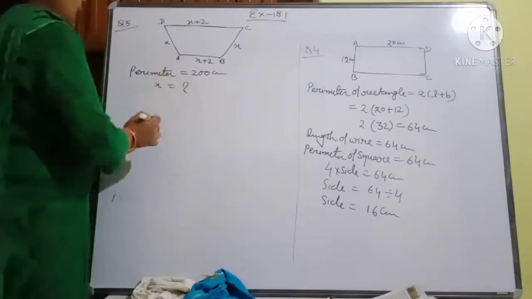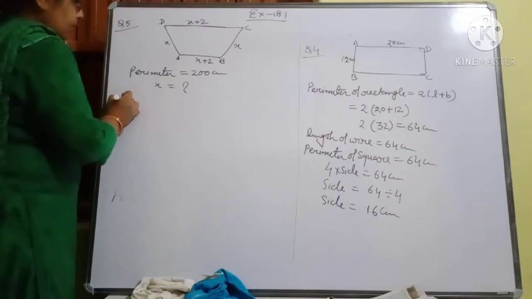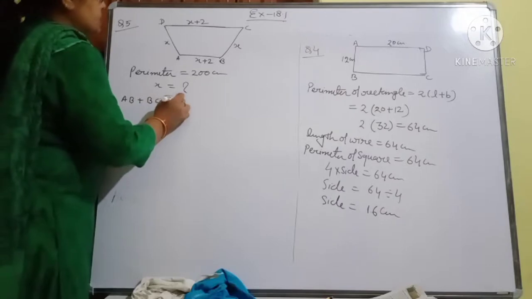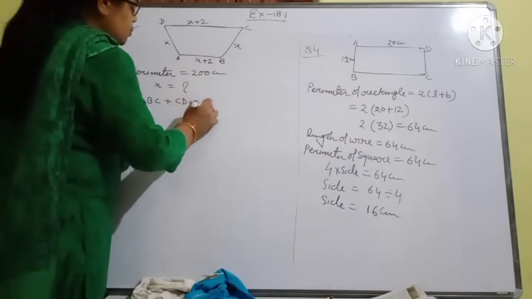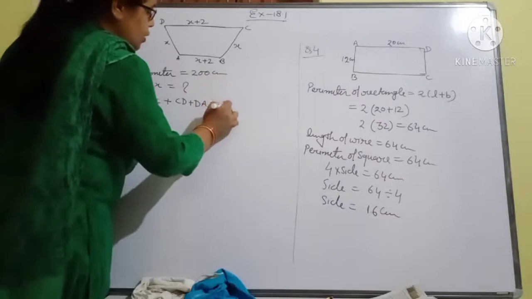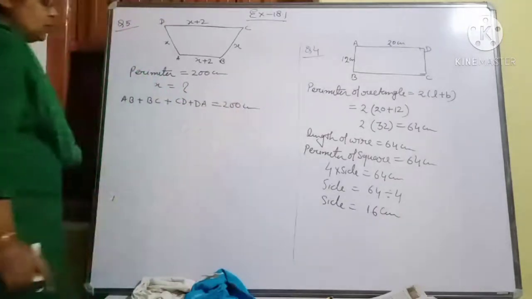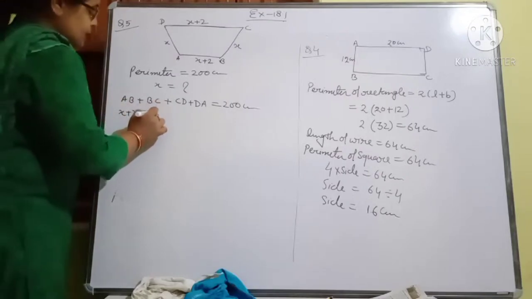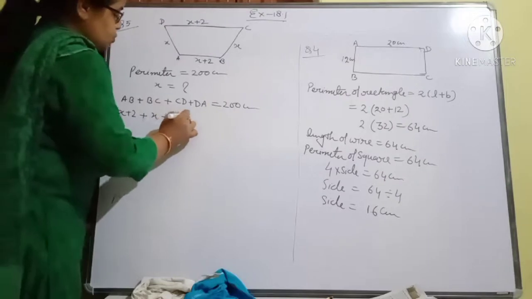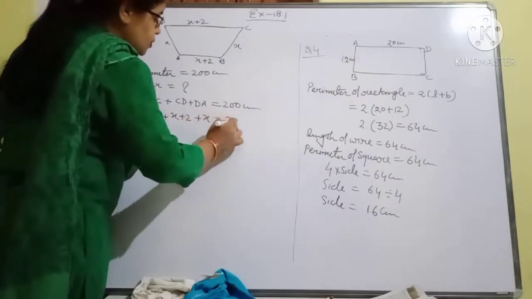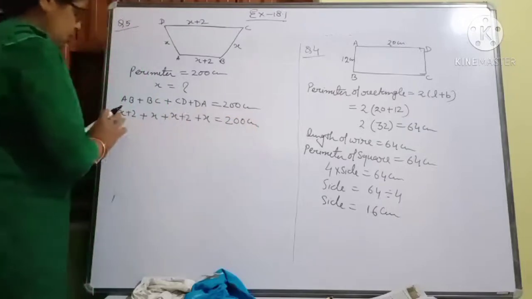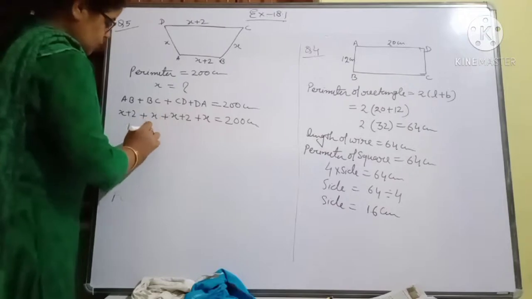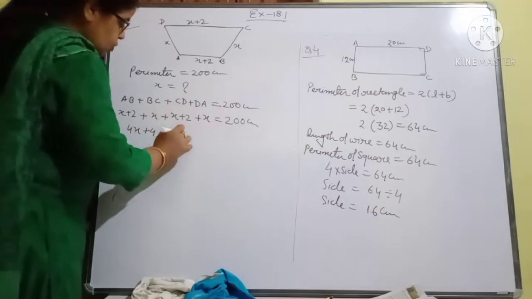What do you know? The perimeter. Perimeter is equal to AB plus BC plus CD plus DA, which is equal to 200 centimeter. Perimeter means the sum of all sides. AB is how much? x plus 2. BC is x. CD again x plus 2. DA is x. Is equal to 200 centimeter. How many x are there? 1, 2, 3, 4. 4x plus 2 plus 2, 4. 4x plus 4 is equal to 200 centimeter.